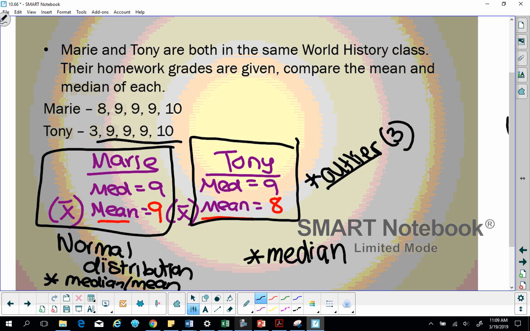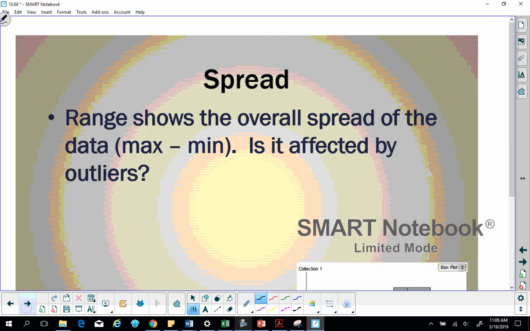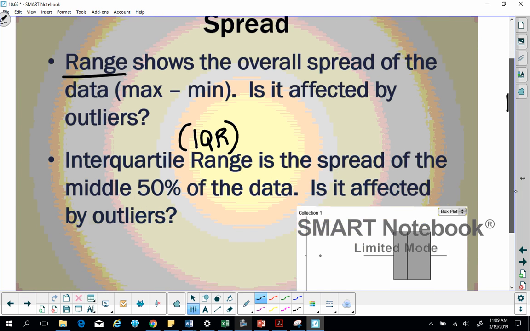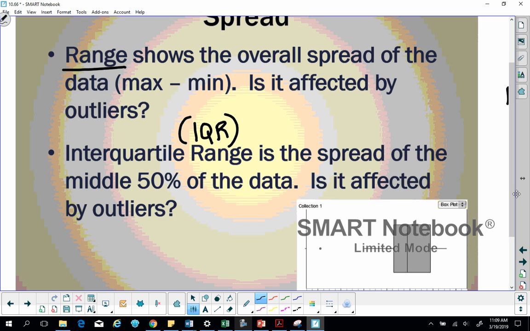All right, cool. Next one says spread. Do you guys see it right underneath? Spread looks like this. So you're just writing this down. Range shows the overall spread, which is the max minus the min. Interquartile range, or your IQR, is the spread of your middle percent of your data. So write that down where it says spread.